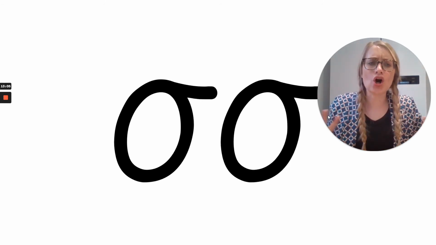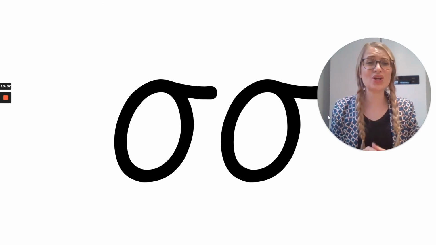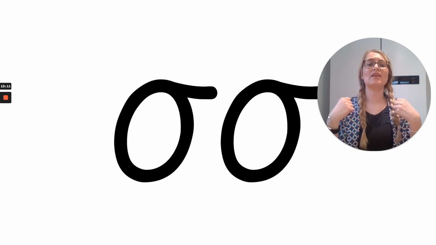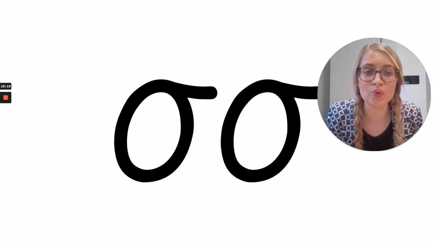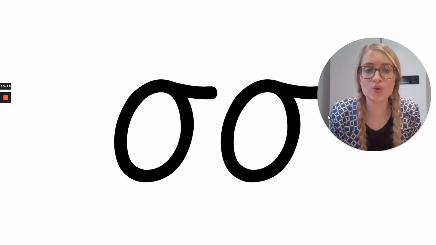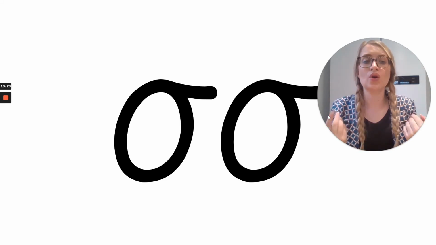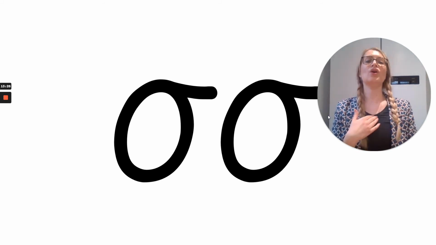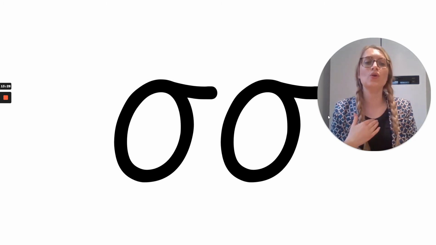This is a long phoneme. It makes two different sounds. It can make a short oo, but it can also make the long oo. A short and a long oo. You can pretend to be a cuckoo and move your neck back and forward.